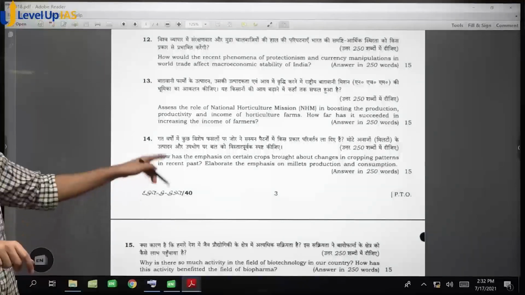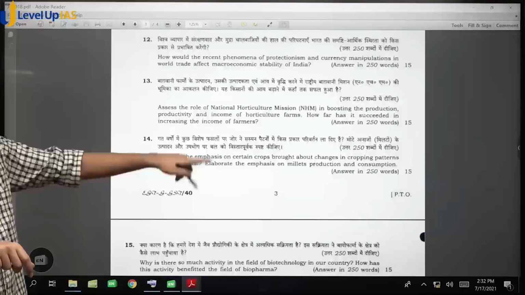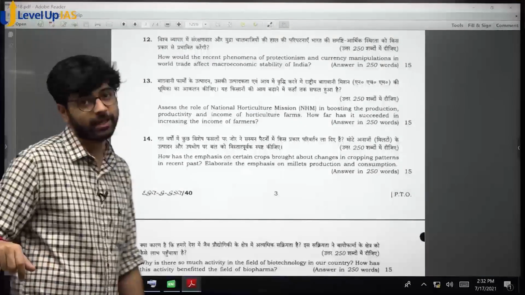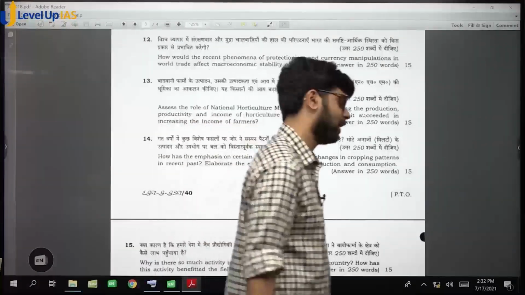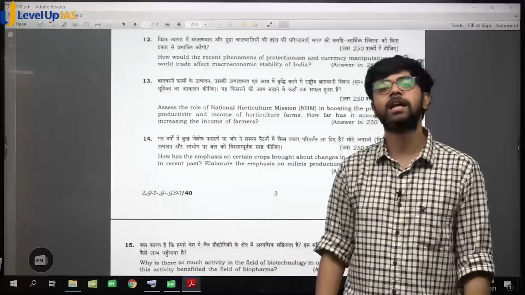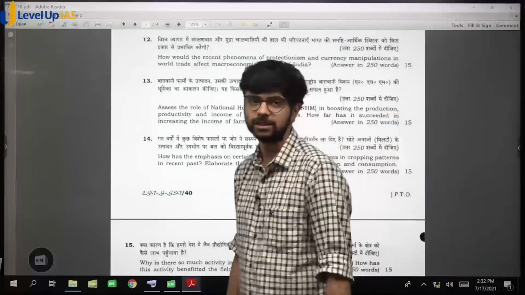How has the emphasis on certain crops brought about changes in cropping patterns in the recent past? Indirectly, they are talking about pulses and sugarcane, two things, and soya bean in Odisha. I'll tell you, this was asked in 2018, and in 2017 there was an Indian Express editorial which spoke about these things.